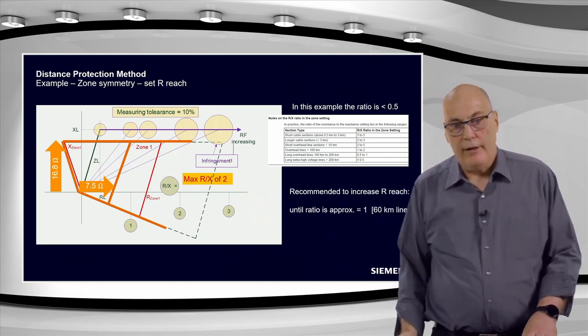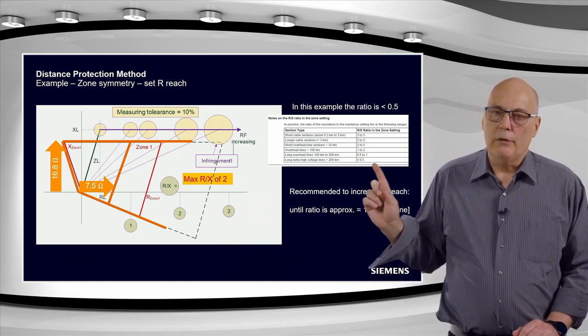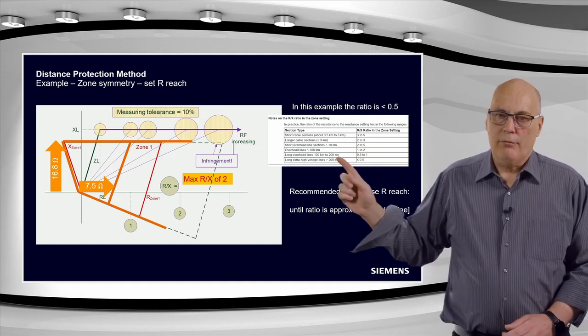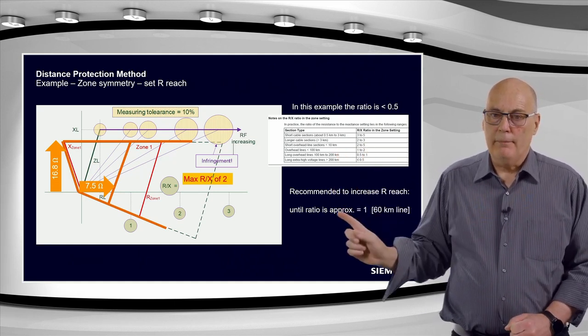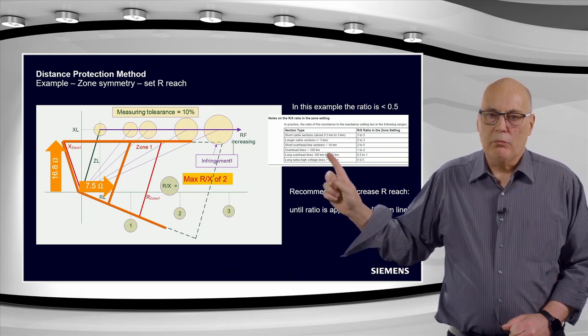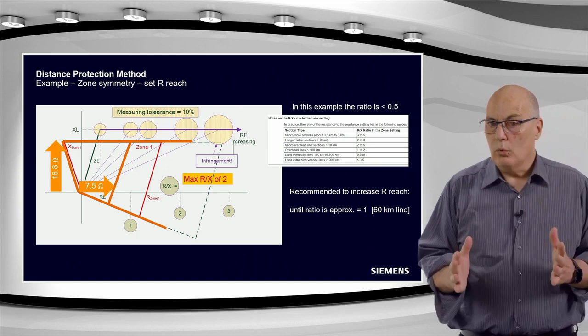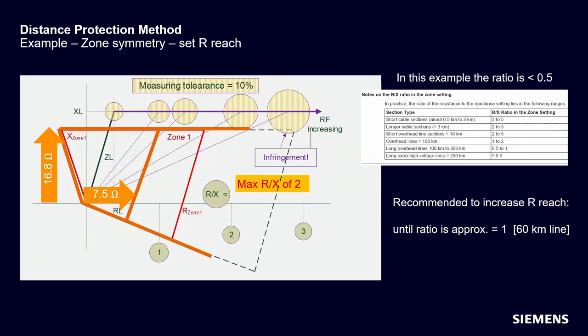You can see way on the left here, very safe. And if we look at the table that we use as an orientation from the manual, you'll see that for a line here, remember we have a 60 kilometer line here, we should have a ratio somewhere between 1 and 2. This is not a rule, it is just an orientation guide. But if we are at 0.5, then we're going to say, all right, that is maybe a little bit small. We will just increase the R reach until we have a ratio of about 1 to 1. That would be what I would recommend. So increase the R setting there to about the same as the X.